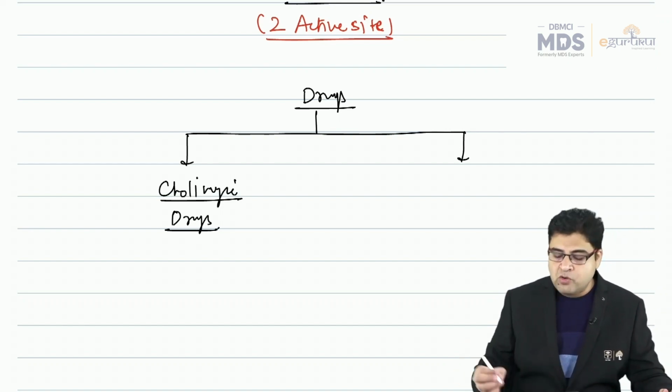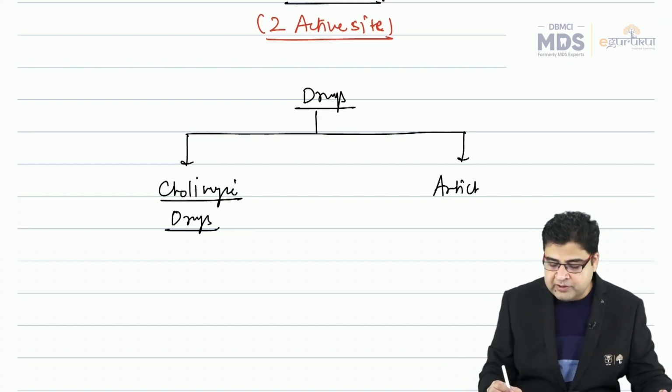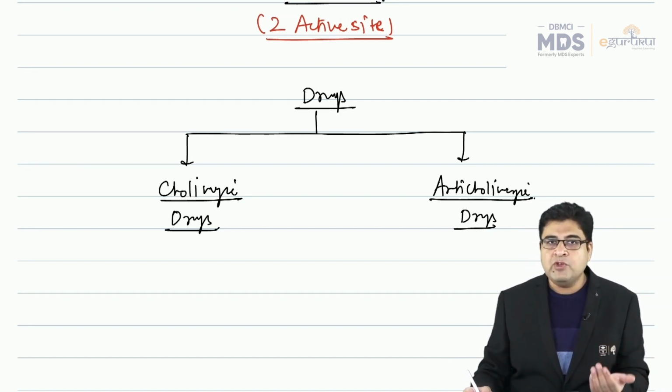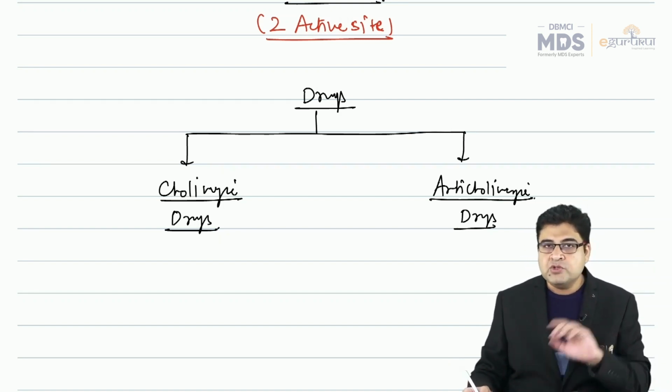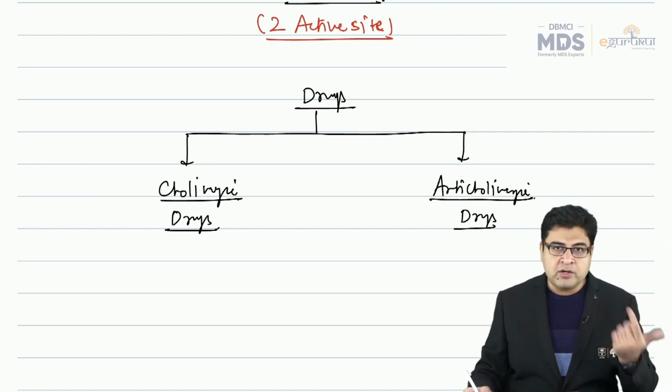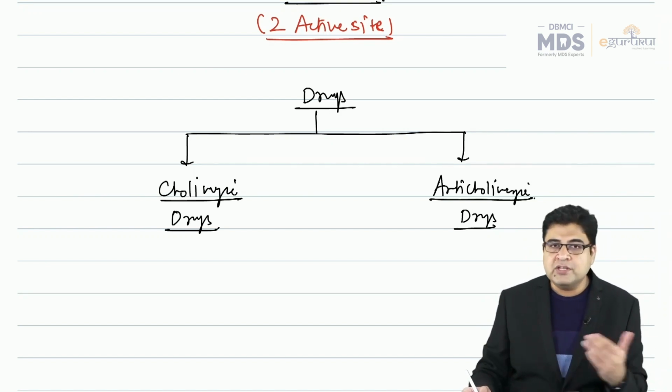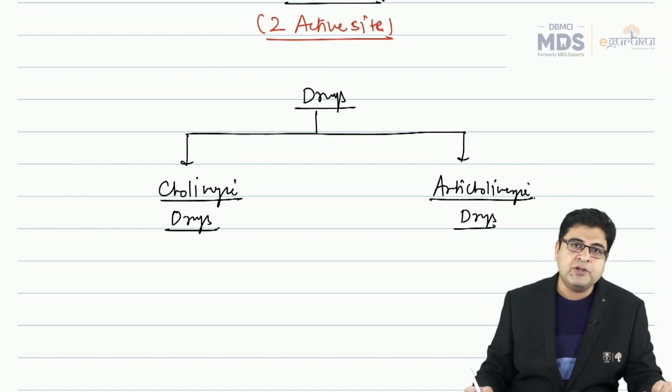And just opposite to cholinergic drugs are known as anticholinergic drugs. Anticholinergic drugs are those medicines which will do the actions which are just opposite to DUMBELS. So cholinergic drugs will do DUMBELS, and anticholinergic drugs are just opposite. Anti means the opposite, so these medicines will do the actions which are opposite to DUMBELS.